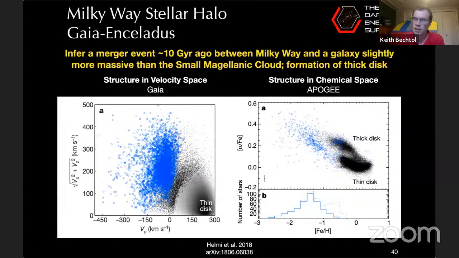So putting all this information together, we have strong evidence for this break in the stellar density profile. We can also look at the velocity distribution. We can look at the chemical space. This is work done by Helmi and others looking at Gaia data and APOGEE. And it seems like there's this population of stars that's consistent with originating from a merger event about 10 billion years ago. It would have been a merger with a galaxy that's somewhat more massive than the Small Magellanic Cloud, is what is proposed. And maybe this is partly what led to the formation of the thick disk, is one of the speculations here.